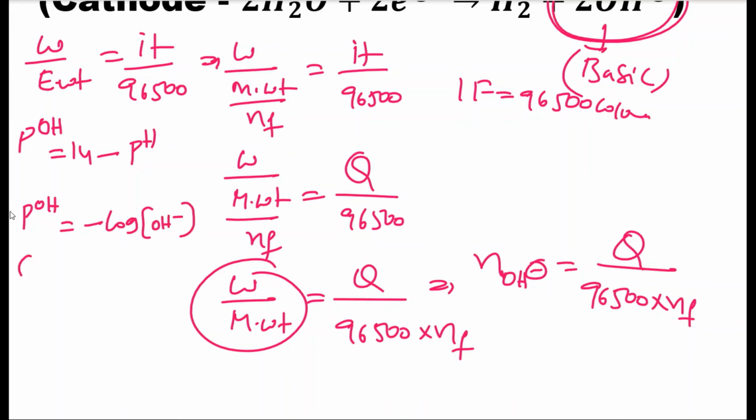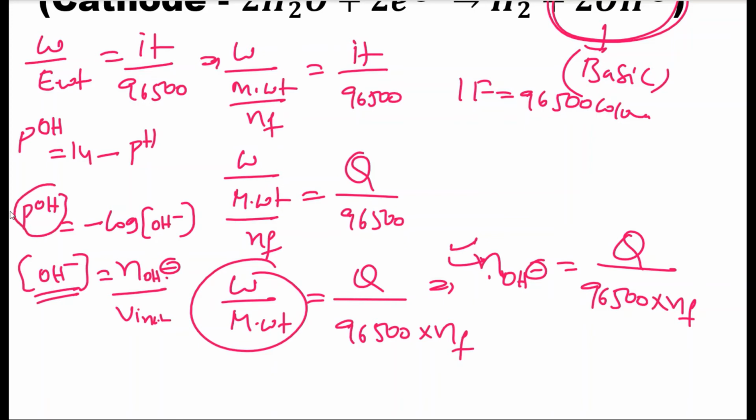So OH minus concentration, how to calculate? Number of moles of OH minus by V in liters. First you calculate the number of moles of OH minus, then you substitute here, and you get OH minus. If you get OH minus, you will get POH. If you know POH, it is very easy to calculate pH. I hope it is clear.